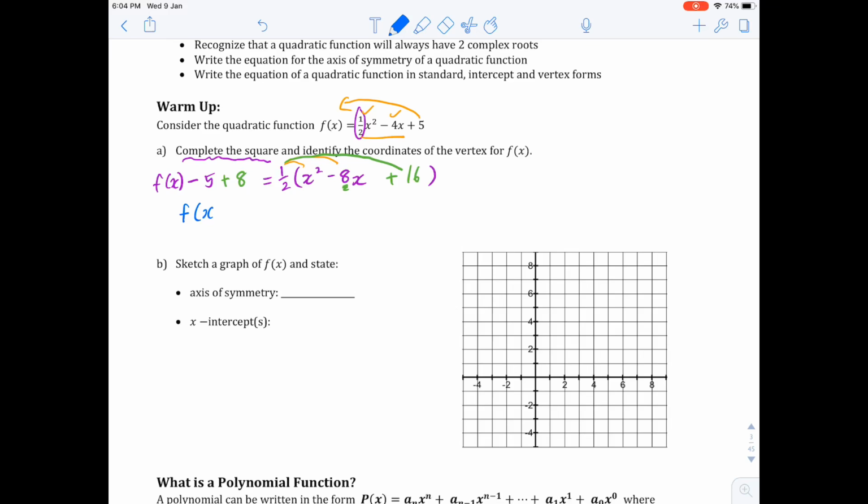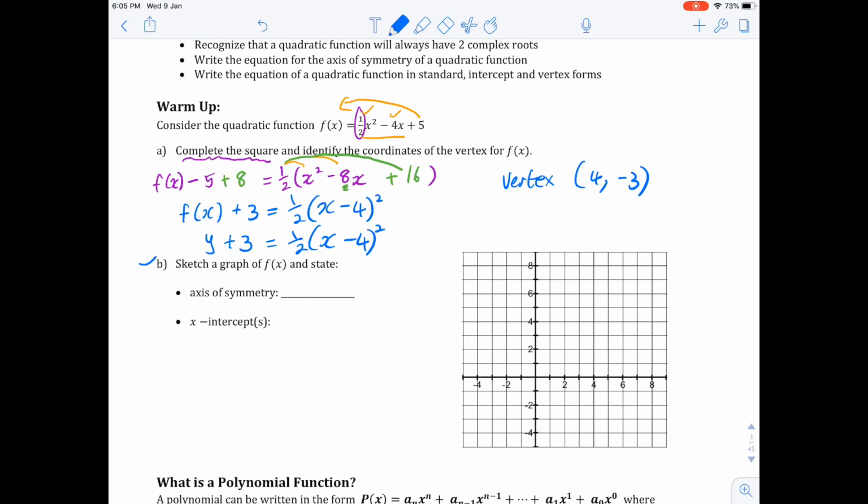Okay, I'm now in a position to continue. So I have f of x plus 3 is equal to 1/2 x minus 4 all squared. And we can see from this form, of course, f of x is the same thing as y. And so we could also write this as y plus 3 equals 1/2 x minus 4 all squared. The vertex form of the equation of a quadratic function, which allows us very easily to identify the coordinates of our vertex, which are in this case 4, minus 3. Okay, which of course will help us with the sketching of the graph.